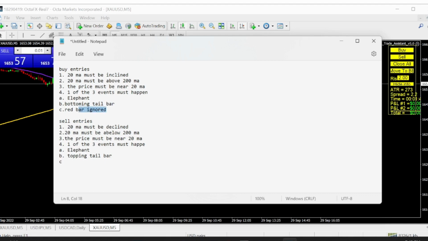And the last criterion, after we enter, is that a green bar is ignored.